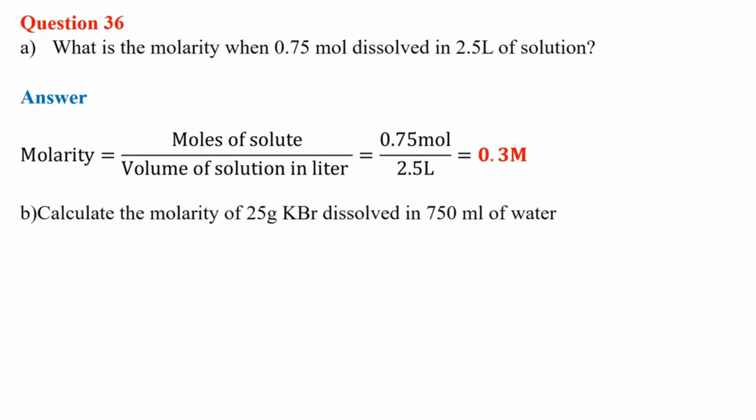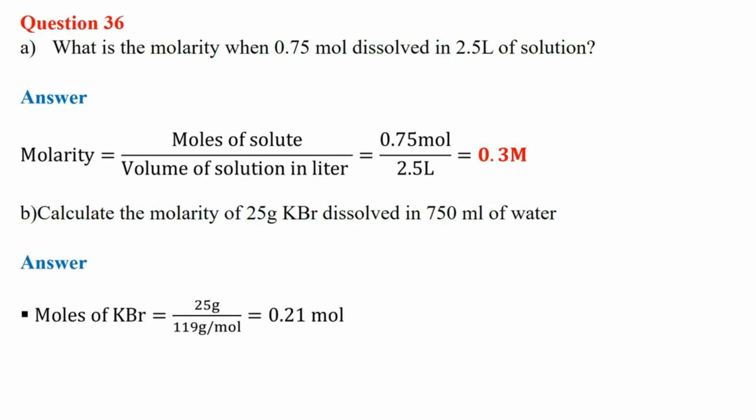And number B is asking to calculate the molarity of 25 gram potassium bromide dissolved in 750 milliliters of water. So the same, we are going to use the same formula where molarity is equal to the moles divided by the volume of solution in liter. The volume of solution was given in milliliter, we will change it to liter. Then we don't have the number of moles, so we need to first calculate the number of moles.